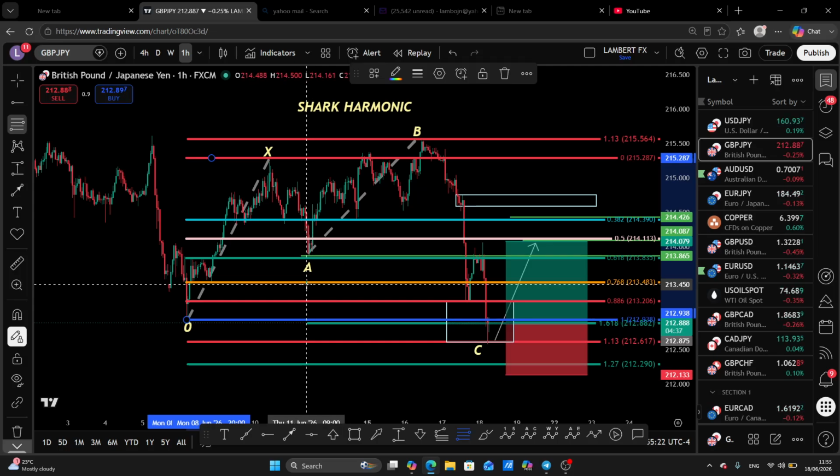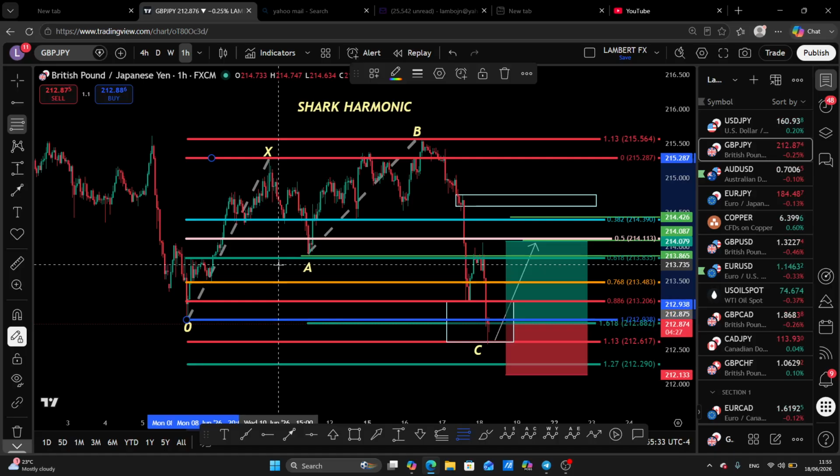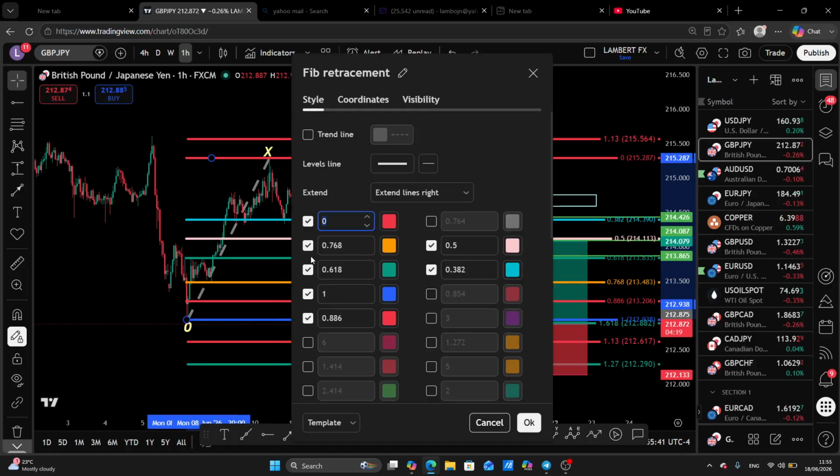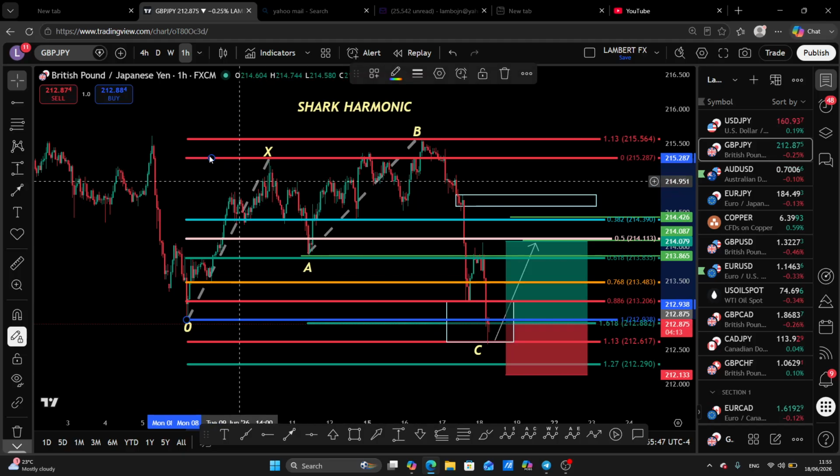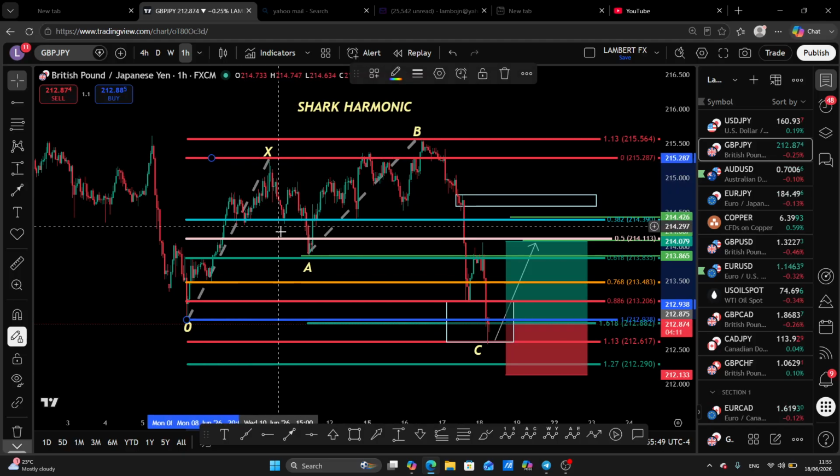So you need 5 fibs, like I said previously, for all your harmonic measurements. You need your 0.382, 0.5, 0.618, 0.786, and 0.886. What you need to do is double click on your fib, and then you can tick the numbers that you need. All right. So you need the 5 numbers.